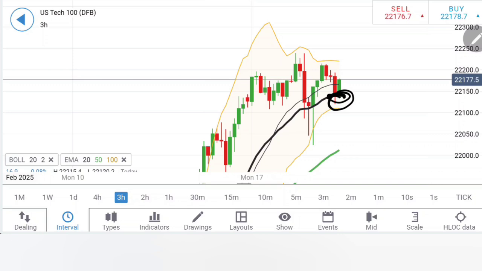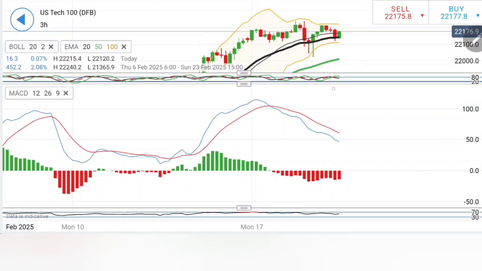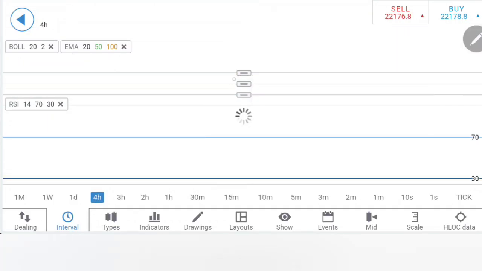Now it is very important for Tech 100 to trade below 22,100 and then 22,040, 22,000 levels, which will confirm more bearishness towards 21,940, 950, and all the way towards 21,900, and 21,800 is also possible. But let's have a further look. Stochastic is looking down, MACD is bearish, and the RSI has dropped here.